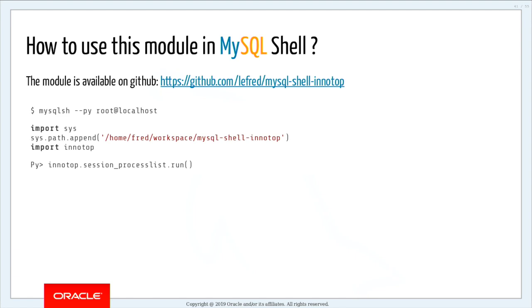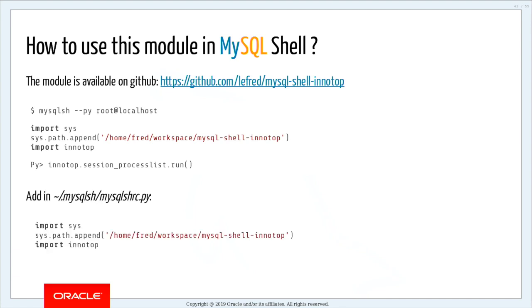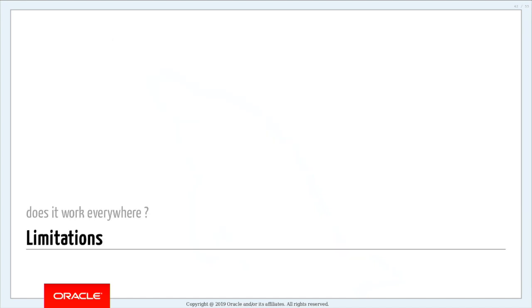You say, OK, MySQL Shell, I want to connect in Python. I import some modules where it is, and I run Innotop session process list. This is quite boring to do every time, so you can add that in your MySQL Shell RC. Import this, where your module is located on your laptop, for example, and import Innotop by default. So you add this in your mysqlshrc.py, and every time you go in Python, you can call Innotop session process list run, and you have Innotop.